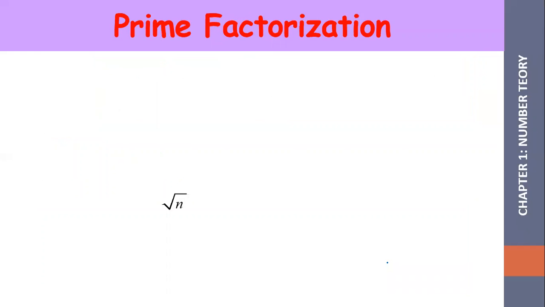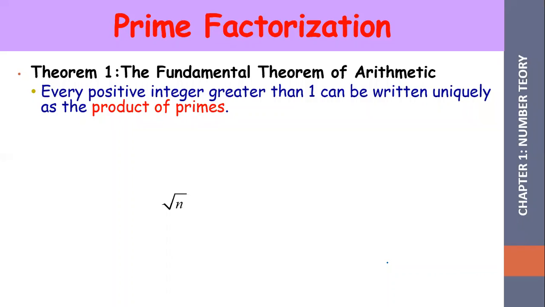So we go to prime factorization. We have a few terms about prime factorization, which means that you factorize a number into primes. The first one is the fundamental theorem of arithmetic, which says that every positive integer greater than 1 can be written uniquely as a product of primes. For example, 6 is a product of primes, which is 2 times 3. 2 is a prime, 3 is a prime as well. 6 is an example of a product of primes.